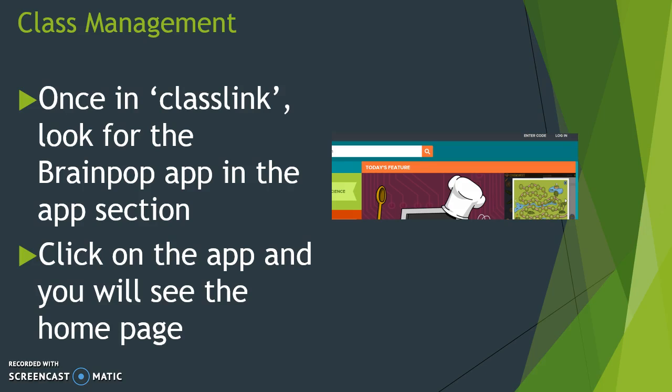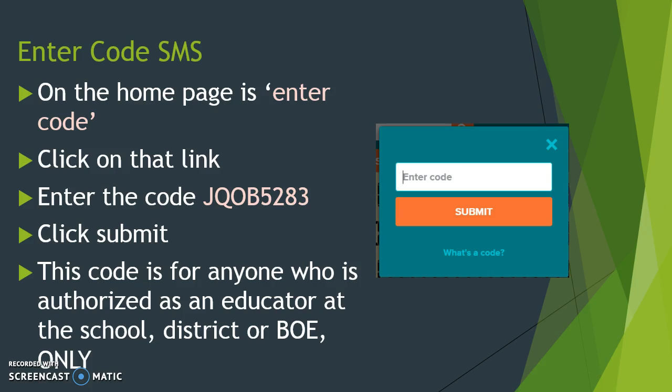So once in ClassLink, you're going to look for the BrainPop app in the Apps section. You're going to click on the app, which will have a key on it. That means that it will automatically save your login information. Once you click on it, you will see up in the right-hand corner a box that states Enter Code. You're going to click on Enter Code.